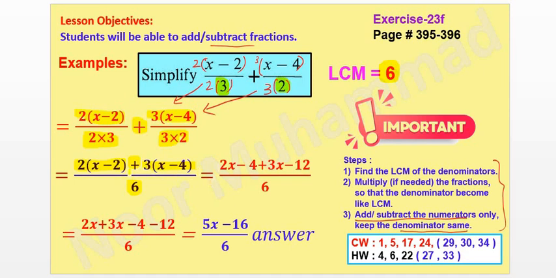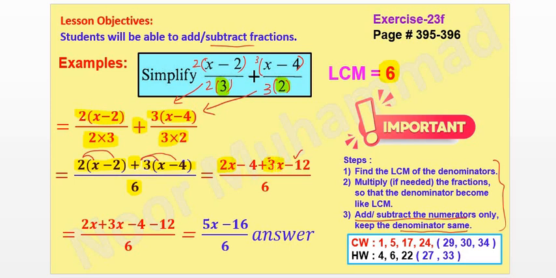Now because there are brackets, let's remove the brackets. So this one will give you 2x and this one will give you negative 4, and positive 3 times x will give you positive 3x, and then positive 3 times negative 4 will give you negative 12. The next step is to rearrange them. Why do we need to rearrange them? So we can have like terms together.